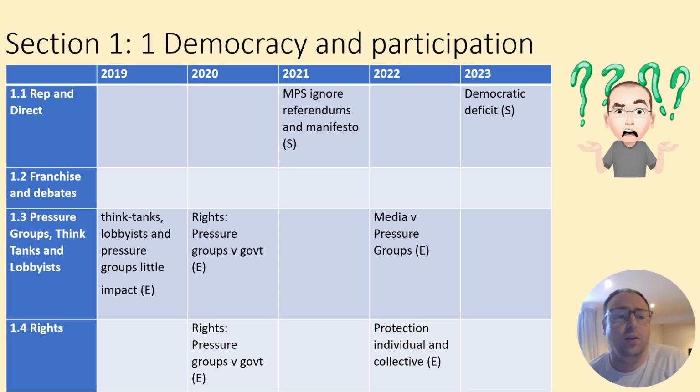On pressure groups, think tanks and lobbyists and other things like corporations, in 1.3 we can see they did ask directly on this in 2019. There has been stuff on pressure groups both in 2020 in relation to rights and in 22 in relation to media. So the one in 2020 also relates to 1.4 on rights. The one in 2022 also relates to the section on media later on. So in rights, you've had rights and pressure groups in 20, and you've had protection of individuals and collective rights in 2022. So there is one big gap in there, which is 1.2.